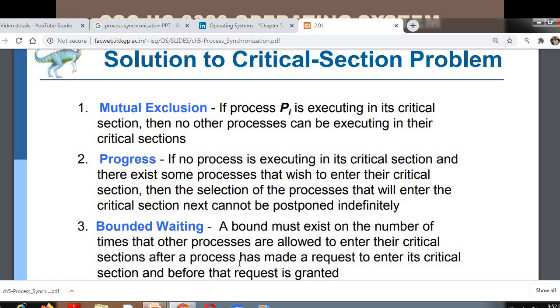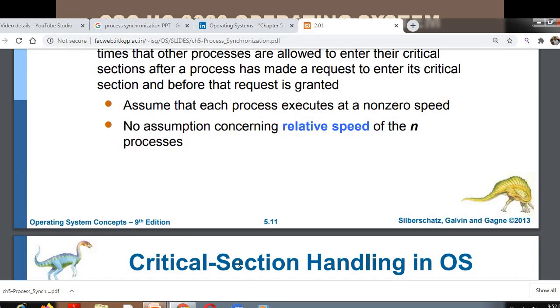Bounded waiting: a bound must exist on the number of times that other processes are allowed to enter the critical section after a process has made a request to enter its critical section and before that request is granted. Assume that each process executes at a nonzero speed, so no assumption concerning the relative speed of the n processes.